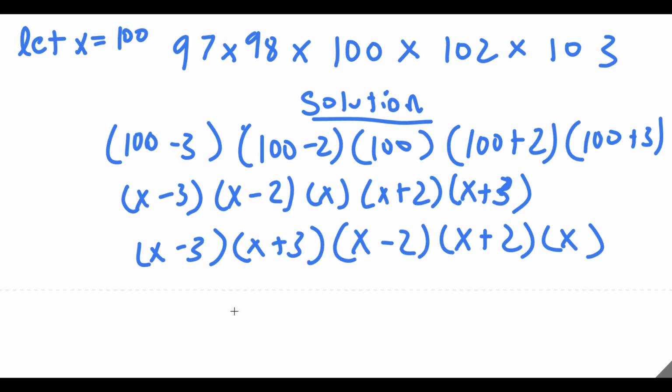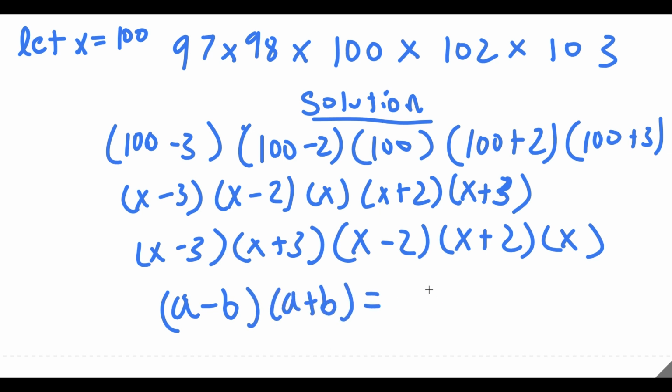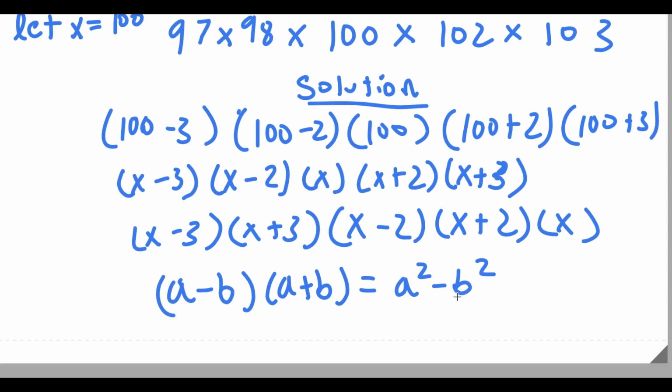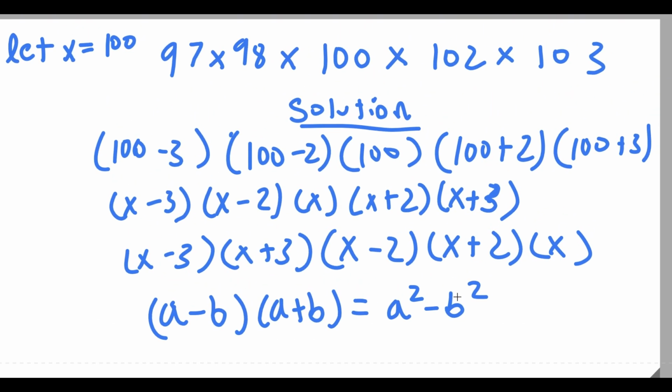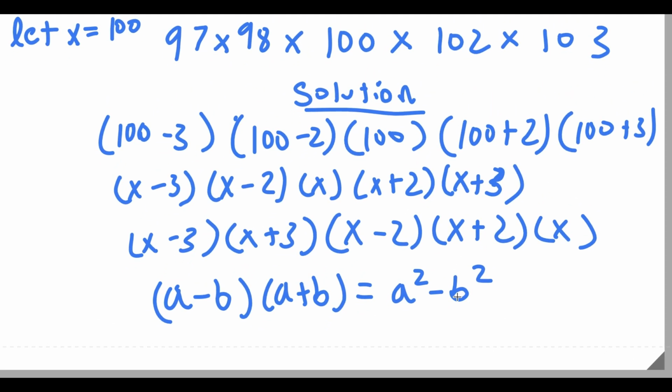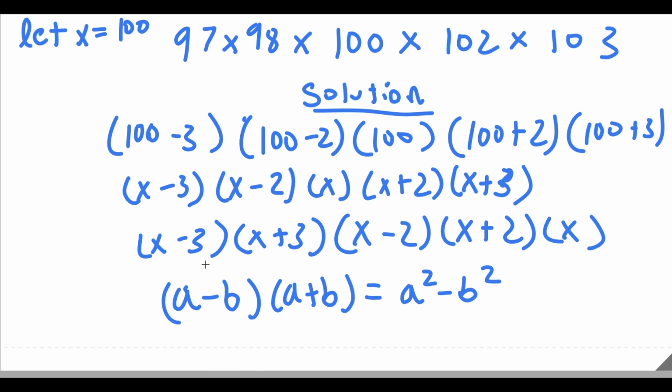Now, if I have something in the form a minus b times a plus b, this is equal to a squared minus b squared. So in this case, for x minus 3 and x plus 3, a is equal to x and b is equal to 3.